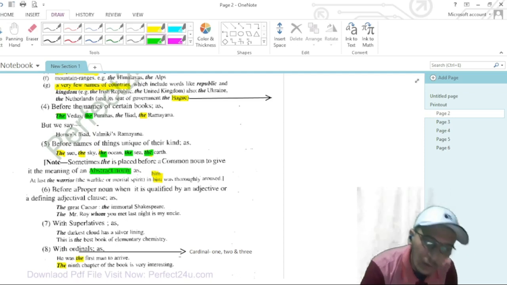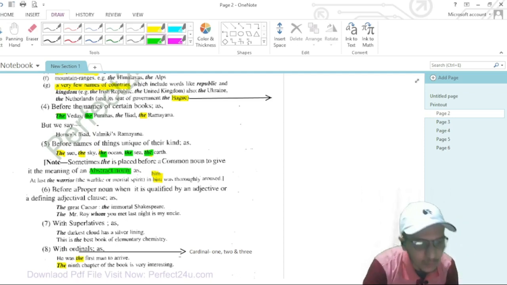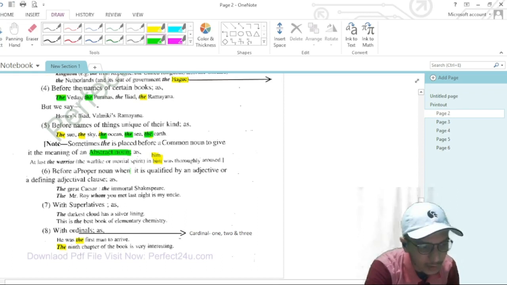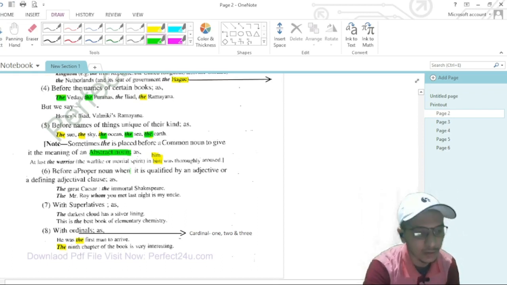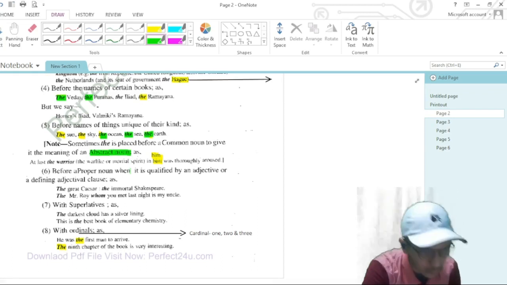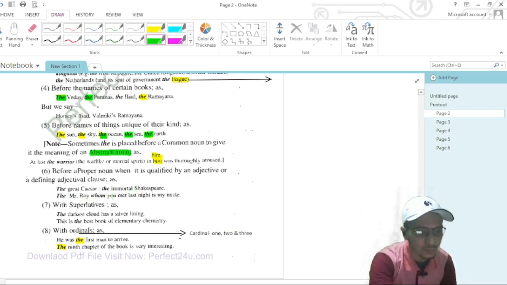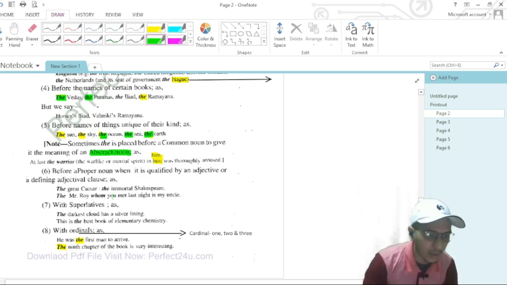Before a proper noun when it is qualified by an adjective or a defining adjectival clause. For example, the great Sir, the immortal Shakespeare, the Mr. Roy whom you met last night is my uncle.